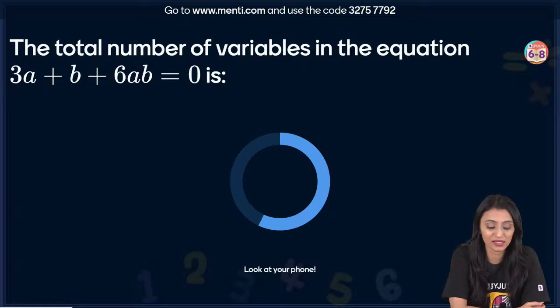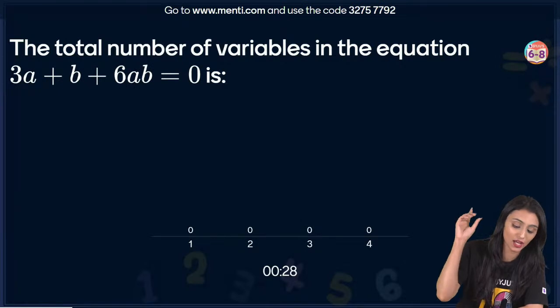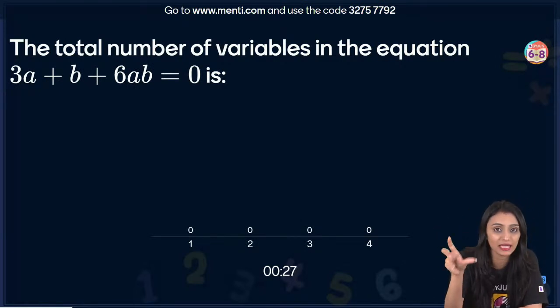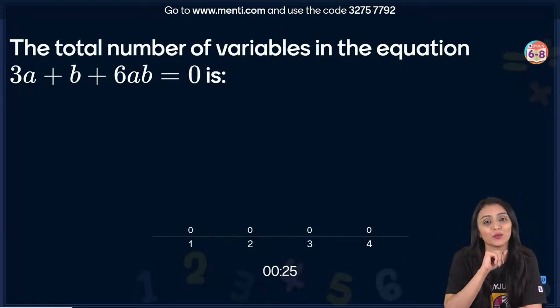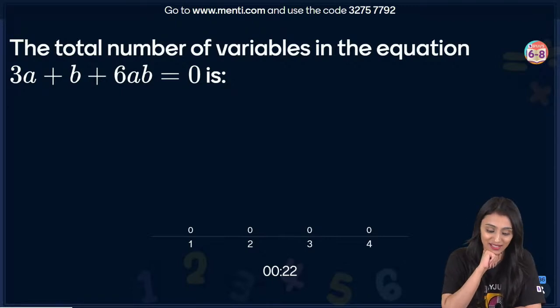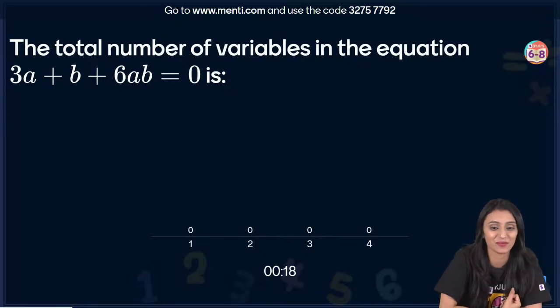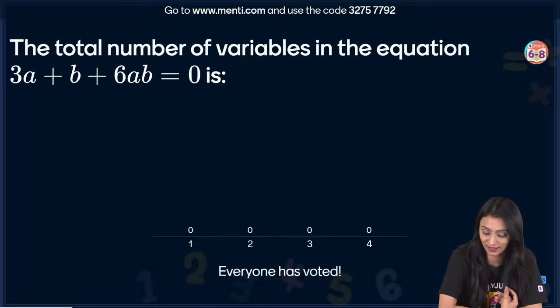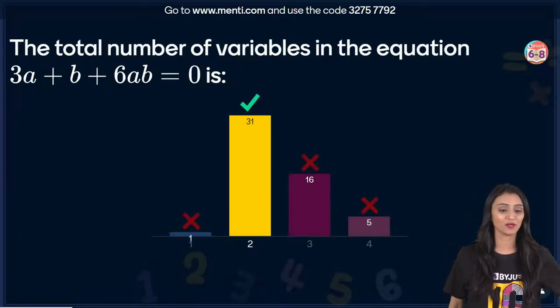The total number of variables in the equation 3a plus b plus 6ab equal to 0 is. Equation is there. You just have to tell the number of variables over here. I hope we all know what variables are. Pretty simple question. Quickly, everybody. Done. I can see many people are saying they are done with it. But it's a pretty simple question.